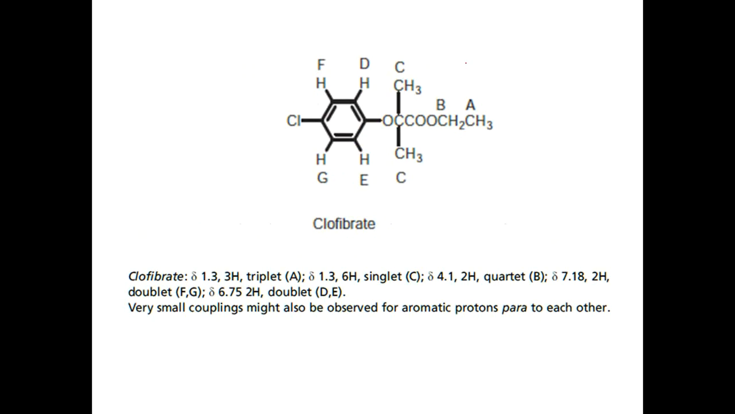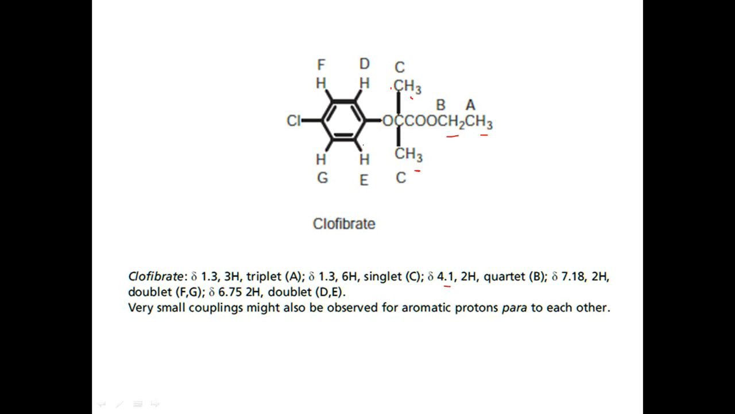This is the NMR spectral values for chlorofluoride. The first one will be the triplet for the methyl, then the quartet for this methylene group, which you will get around 4.1. Then you have singlets. This also gives a singlet because there is no neighboring proton, around 1.3 for 6 hydrogens. This C and this C, these two methyl groups, are chemically equivalent, so they give 1.3 for 6 hydrogens there.